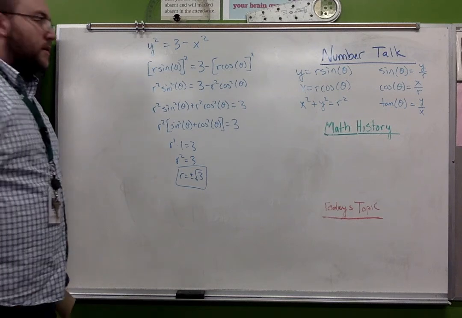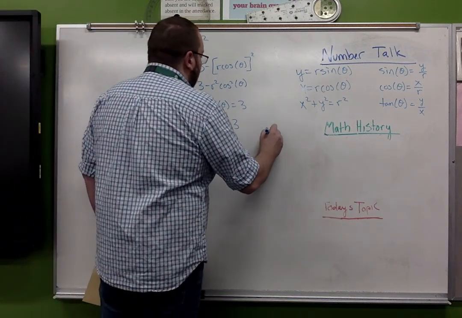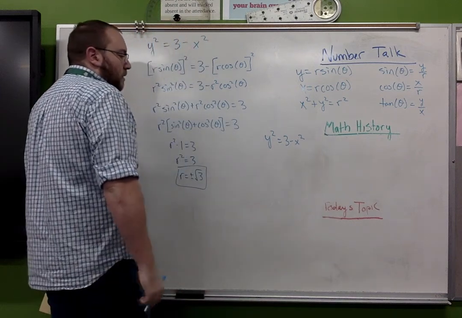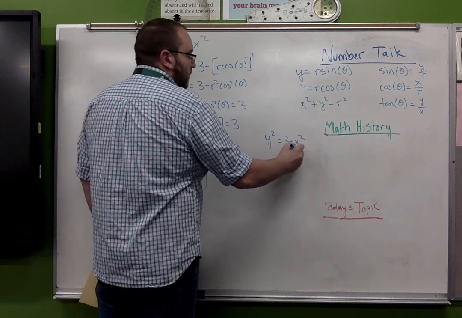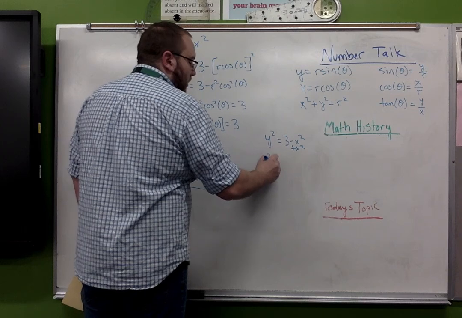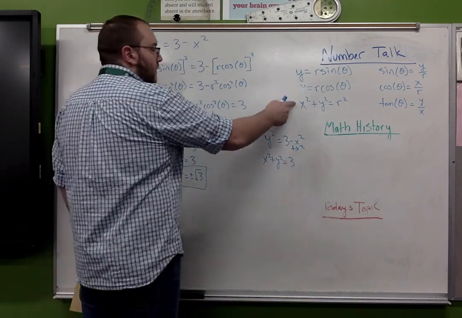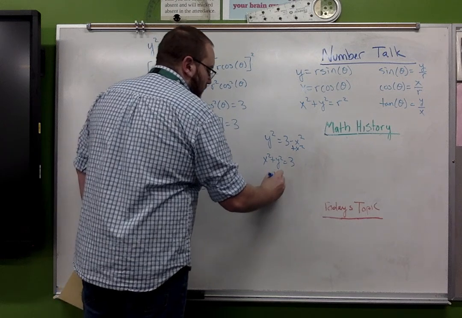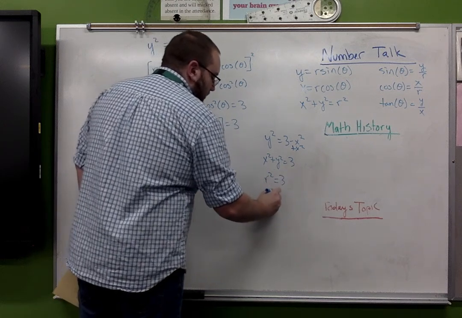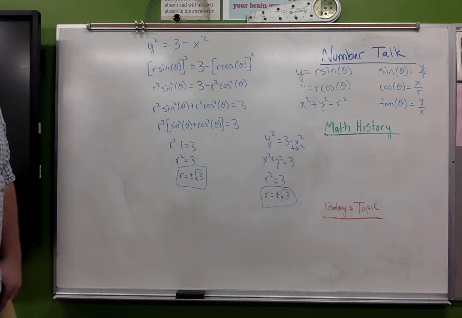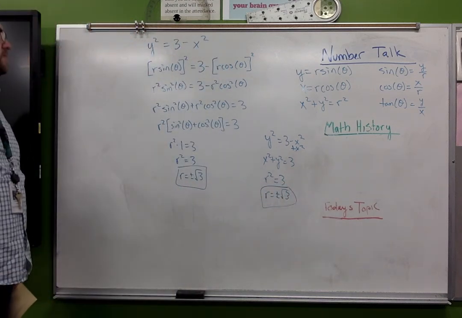Okay, now the quicker way of doing this: y squared equals 3 minus x squared. Add x squared to both sides. We get x squared plus y squared equals 3. x squared plus y squared is r squared. Square root both sides. All right, that's a little bit quicker method, as you can see. Either way works.